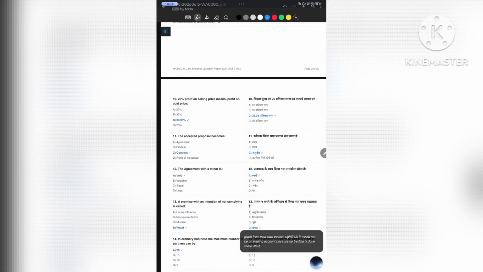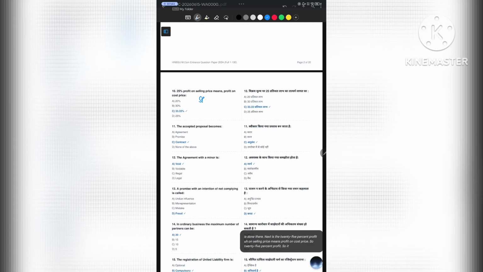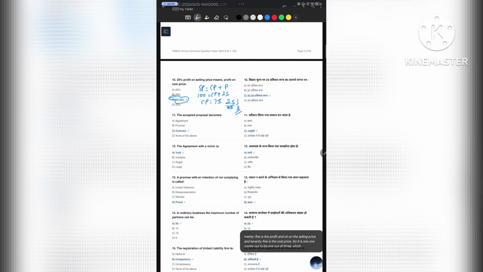Next is 25% profit on selling price means what profit on cost price. So selling price equals cost price plus profit, right? Supposing the selling price is 100, and 25 is the profit, then the cost price comes out to be 75. So the profit is 25 on 75 cost, which is 1 out of 3, or 33.33%.